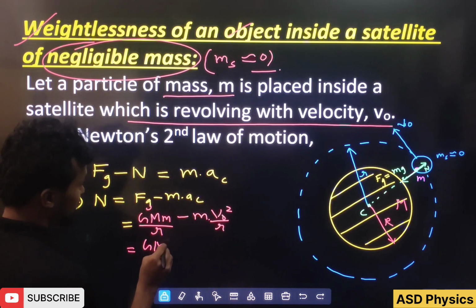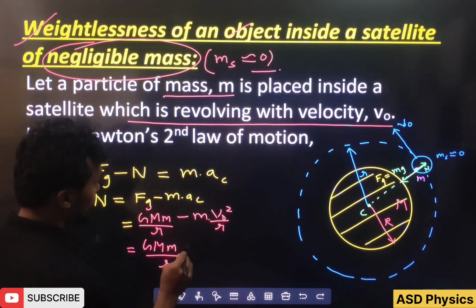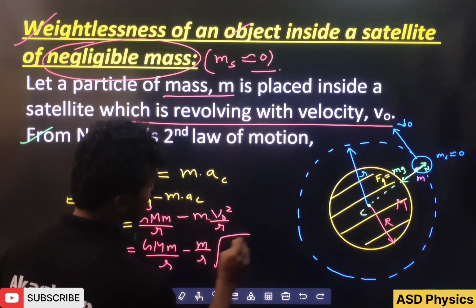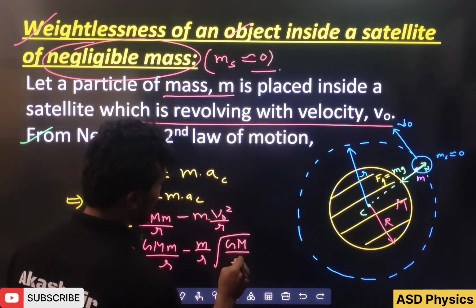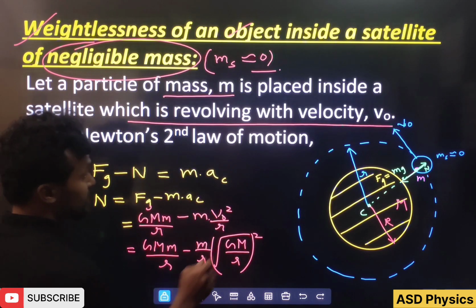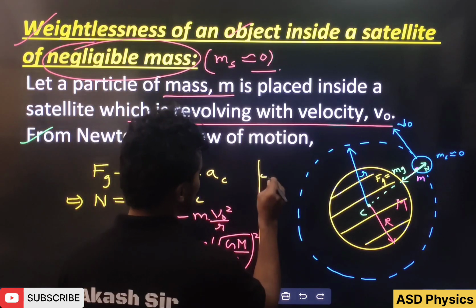After that, see please, G capital M small m by r squared minus m V naught squared by r. And what is the orbital speed? Remember, root GM by r, whole squared. Okay. After that, students, if I simplify this, I will write here.